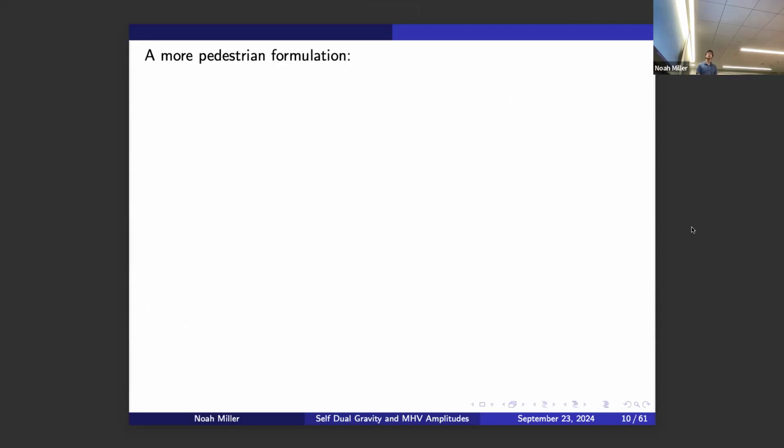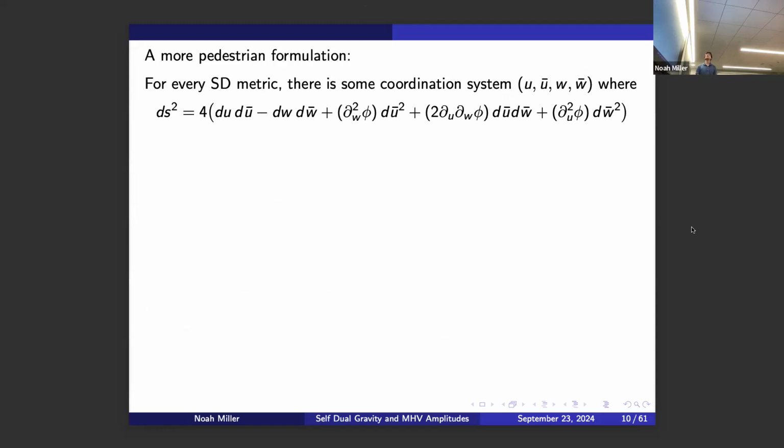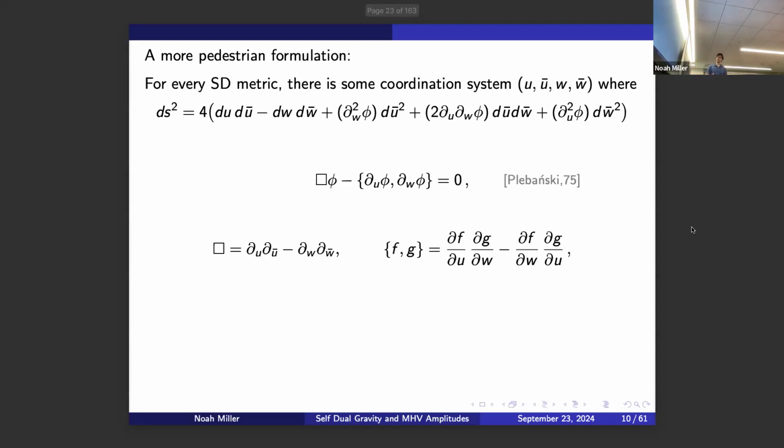Okay, here's a more pedestrian formulation of self-dual gravity in a way that you can actually work with it. For every self-dual metric, there always exists some coordinate system. Here I'll use the coordinates u, u bar, w, and w bar, where we can write the metric in the following way. We can parameterize the metric with a scalar degree of freedom, the scalar field phi, and this scalar field satisfies an equation of motion called Plebanski's second heavenly equation.